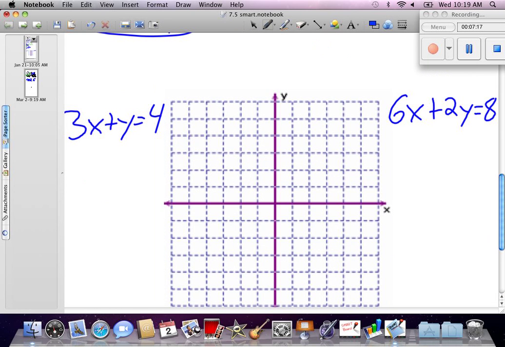Okay, Stephanie, help me out with the first one. How do I get this in y equals mx plus b form? Subtract 3x from both sides. Make sure you take the x with it. These cancel and I'm left with y equals negative 3x plus 4.